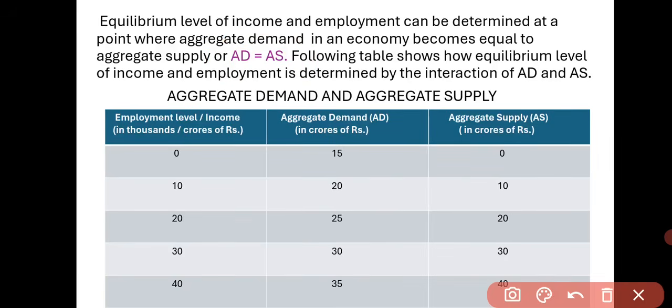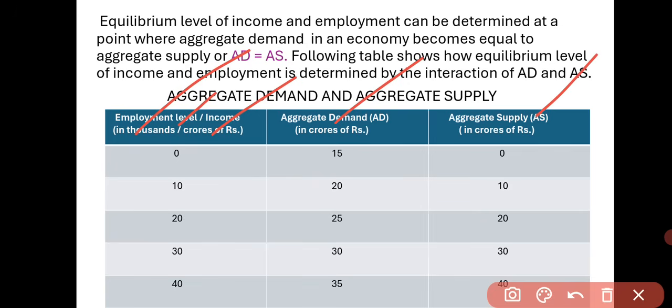You see, 3 columns are given in this table. First of all, employment level and income. In the first column, employment level is taken in thousands, whereas income is taken in crores of rupees. Then in the second column, aggregate demand is taken in crores of rupees. In the third column, aggregate supply in crores of rupees is given.